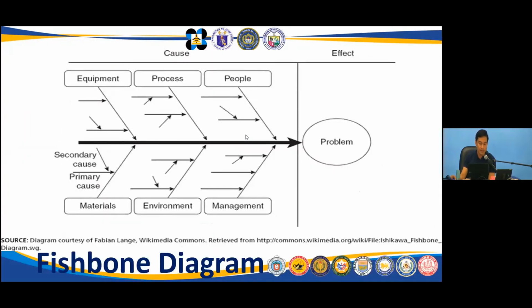In identifying problems, you could make use of the fishbone diagram. Here, you will have the problem. So you have here the cause and then the effect. You can look into the equipment, the process, the people, materials, environment, and management. So I can give you an example. Example, as a mathematics teacher, my problem is that the students are not performing well in solving algebra word problems.